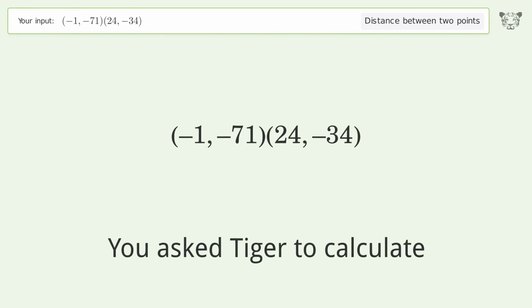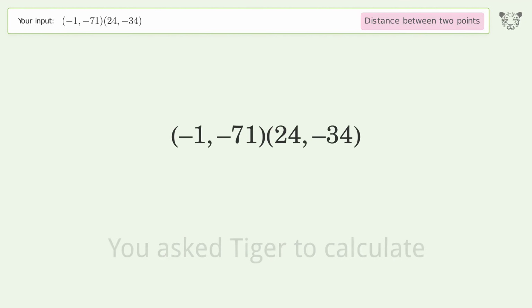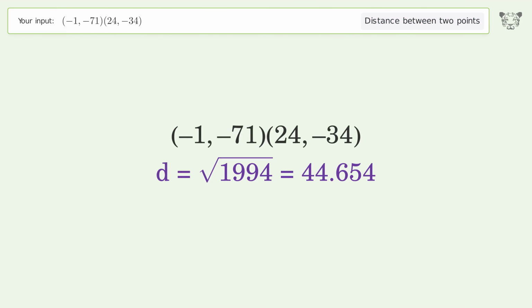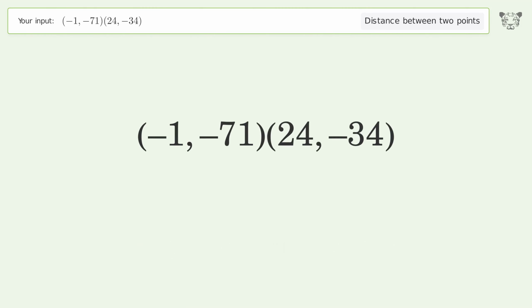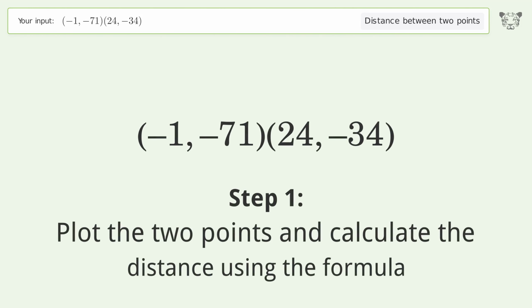You ask Tiger to calculate. This deals with the distance between 2 points. The distance between the 2 points is the square root of 1994, or 44.654. Let's solve it step by step. Plot the 2 points and calculate the distance using the formula.